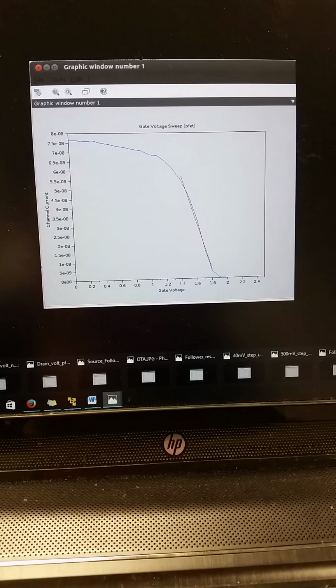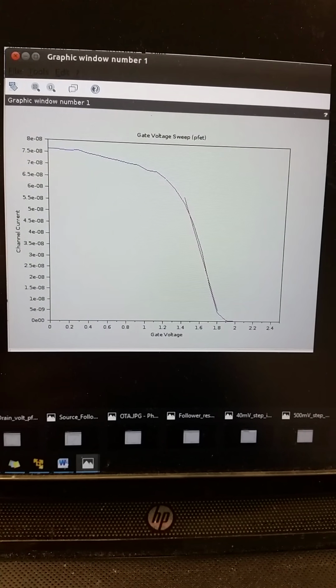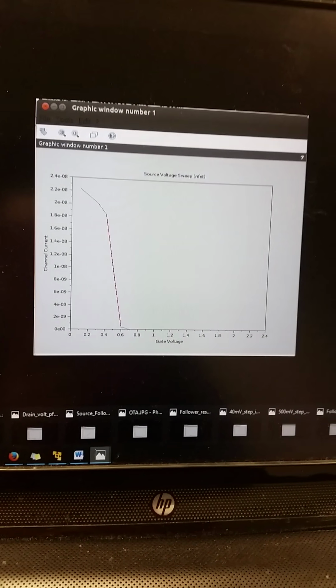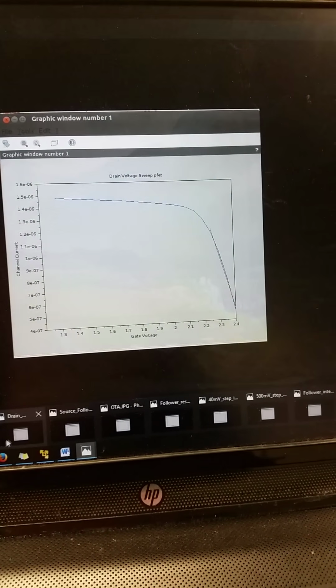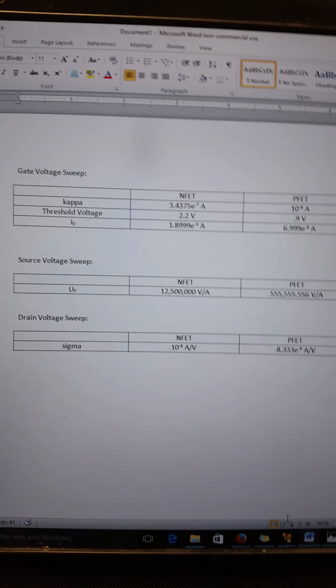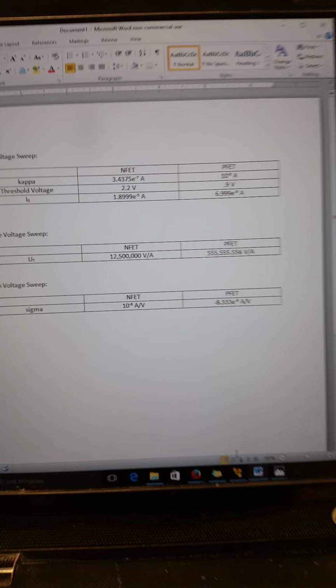This is a gate voltage sweep PFET, decreasing, and if you look closely, you can see a red line representing a best fit, which is used throughout. This is the source voltage sweep NFET, PFET, drain voltage sweep NFET, PFET. We did this to gather data, so we can calculate these values: kappa, threshold voltage, I naught, thermal voltage, and sigma, which Maggie will explain how she calculated.